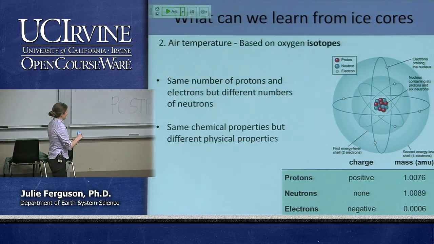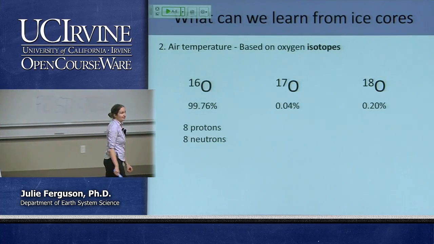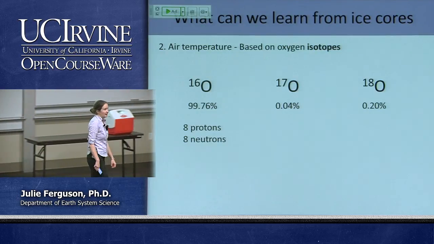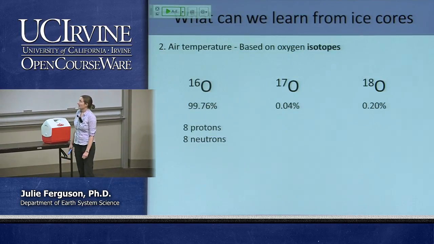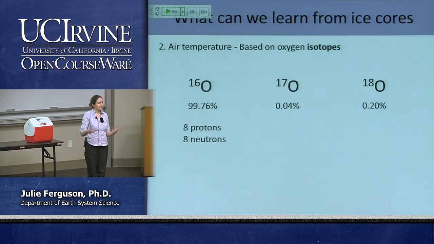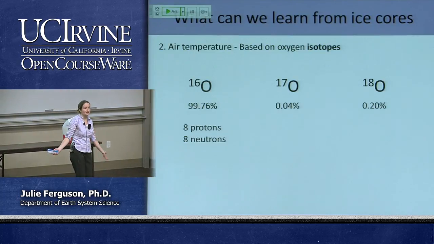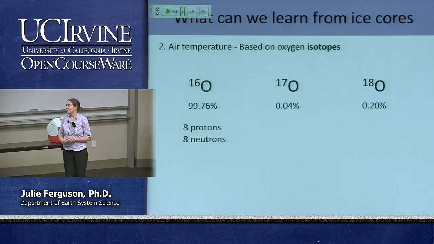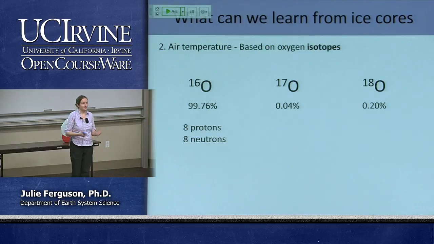So let's take a look at some examples. I think it's easier to think about with some examples. Our air temperatures are based on oxygen isotopes, and we like oxygen because it's in H2O, so it's in our ice. We have 3 types of oxygen, 3 isotopes: 16, 17, and 18. That 16, 17, 18 represents the mass. So in our oxygen-16, which makes up 99.76% of the oxygen that exists in the world today, we have 8 protons, 8 neutrons. So its mass adds up to 16.